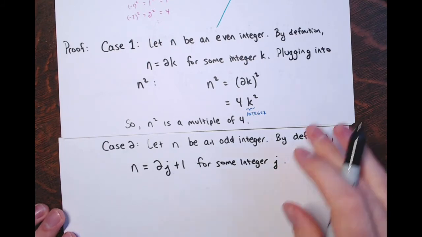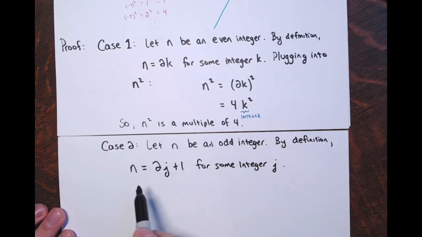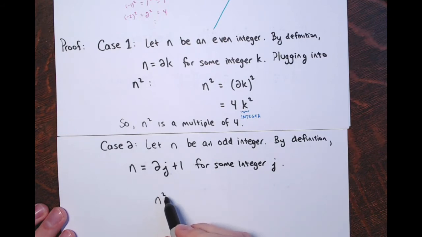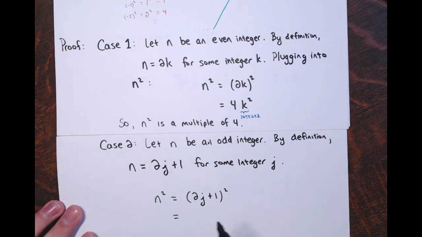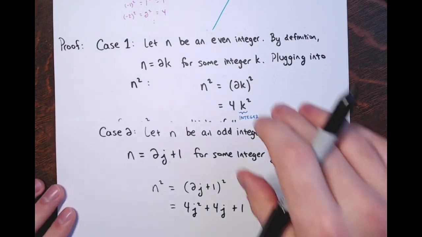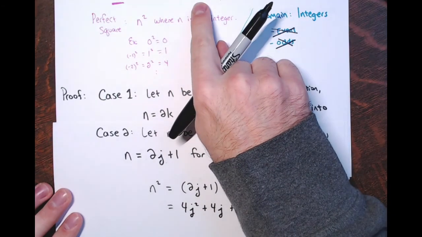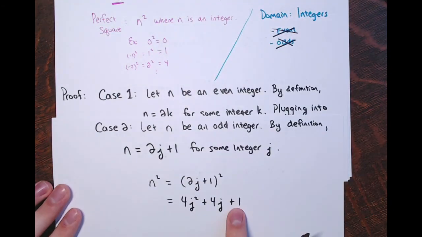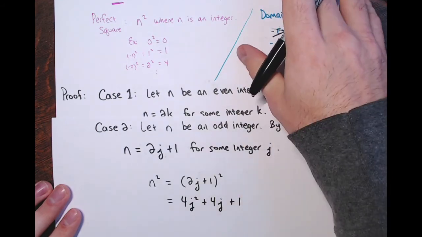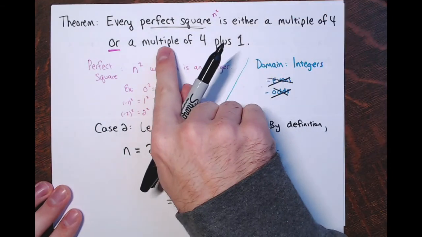And then just to save a little more time here, I'm going to plug this into n squared. Then n squared would be equal to 2j plus 1 squared, which would be equal to 4j squared plus 4j plus 1 after foiling. And do you see that we're going to get here a multiple of 4 plus 1? See, I got the plus 1 here.